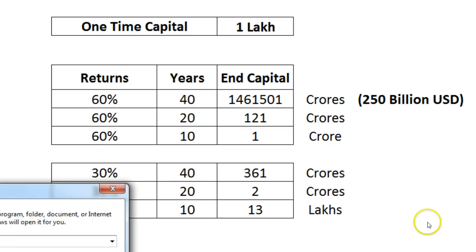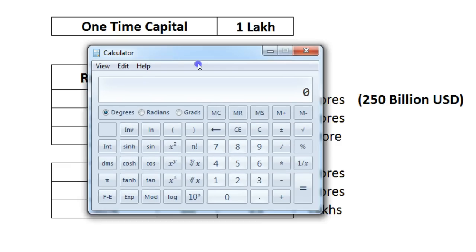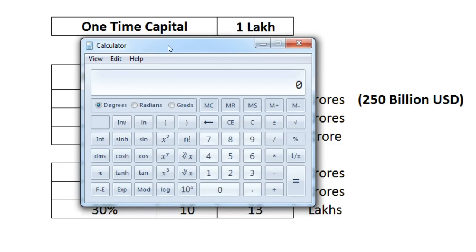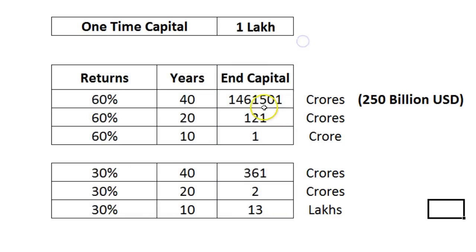Just to show this calculation in the calculator, you can do this yourself. Let's say you are looking at 60% returns, then you put 1.6, then x to the power y, and for 40 years, you put 40. So this is in terms of number of lakhs that you will end up with. Divide this number by 100, you will get it in crores. So you'll end up with 14 lakh crores or 14 and a half lakh crores. So this is the number that you see.